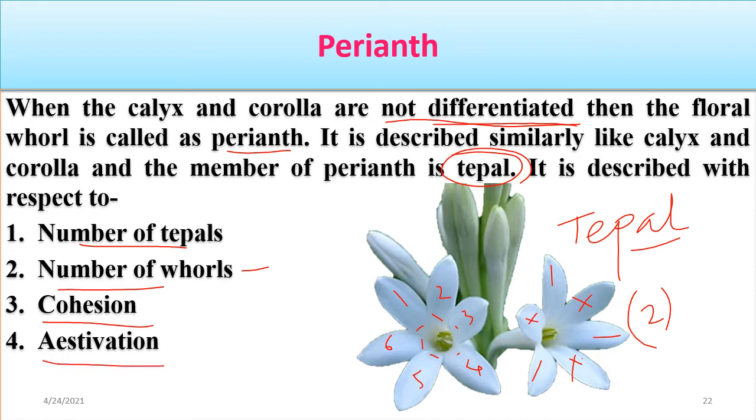And next is estivation, as we saw in calyx and corolla. If you look here, 3 are out, the remaining 3 are in, and this is alternate imbricate type of estivation, which is typically seen in this flower. Polianthes tuberosa is the botanical name.